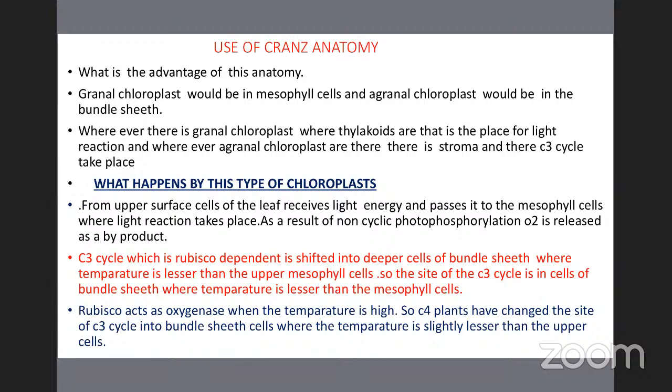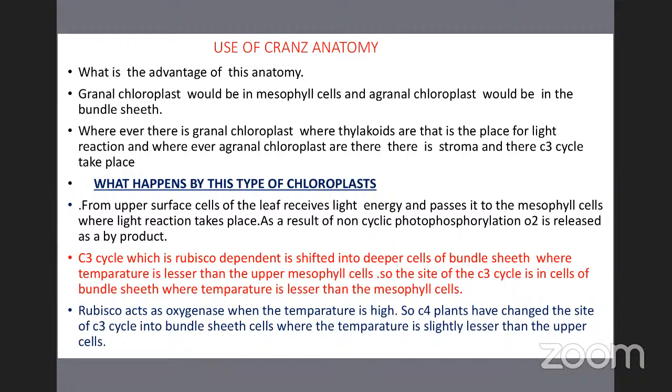So having a granal type of chloroplast in mesophyll cells definitely indicates a site of light reaction, and wherever agranal chloroplasts are there, they are the definite sites for the C3 cycle. So this is one important advantage. The next: what happens by this type of different chloroplasts in different parts? That means in mesophyll cells we are observing granal type of chloroplast, and in the bundle sheath we are observing agranal type of chloroplast. Then why is it so?